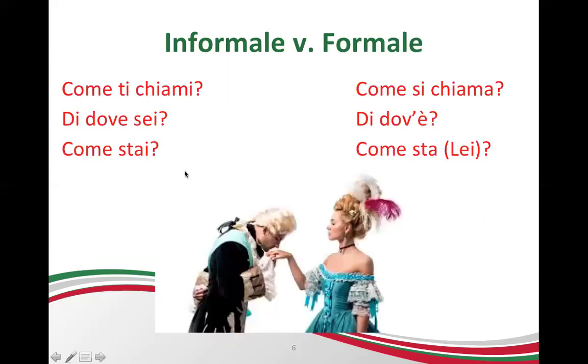And here we have side by side, come ti chiami, come si chiama, di dove sei, di dov'è, come stai, come sta, or come sta lei. Informal, formal. You'll notice that the informal forms all end in E. Come ti chiami, di dove sei, come stai. This letter, notice I'm giving it its Italian name, E, that's the marker for the tu form of the verb, right? So when you see that, it's probably tu, right? And that'll make more sense later.